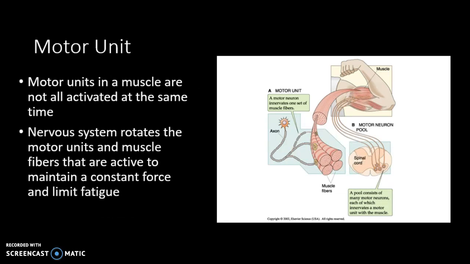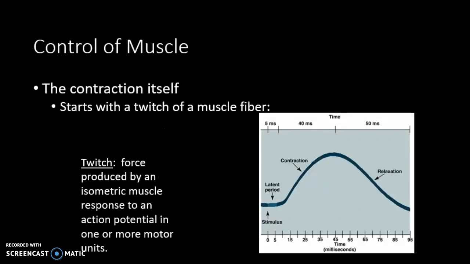So the motor units in a muscle are not all activated at the same time. The nervous system rotates the motor units and muscle fibers that are active to maintain a constant force and limit fatigue. Again, the efficiency of our motor units in terms of movement.